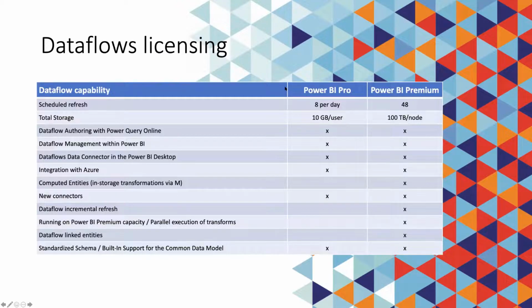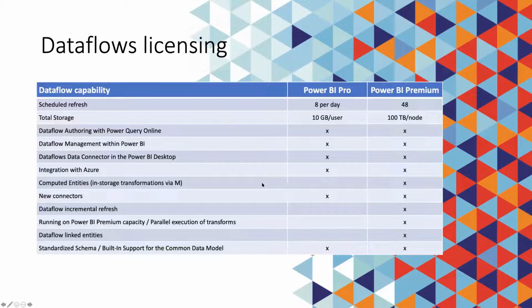Looking at the Power BI licensing, it's important to differentiate what is within Pro and what is within Premium. Like scheduled refreshes for Dataflows, it's 8 times a day if you have a Pro. It's 48 if you have a Premium. You can have the storage again, 10 gigabytes versus 100 gigabytes. That's the main differences.